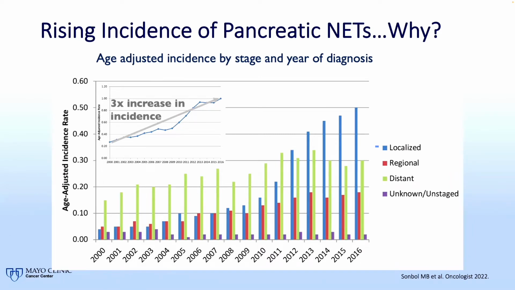This is the closest we have to a U.S. cancer database, so it's a pretty good database. It reflects about 26 or 28% of the U.S. population, so we're talking about a really large database. So why is that? If we look at this, it's almost all accounted for by diagnosis of early stage localized pancreatic neuroendocrine tumors. And that goes back to my previous point of us doing more scans for different things.